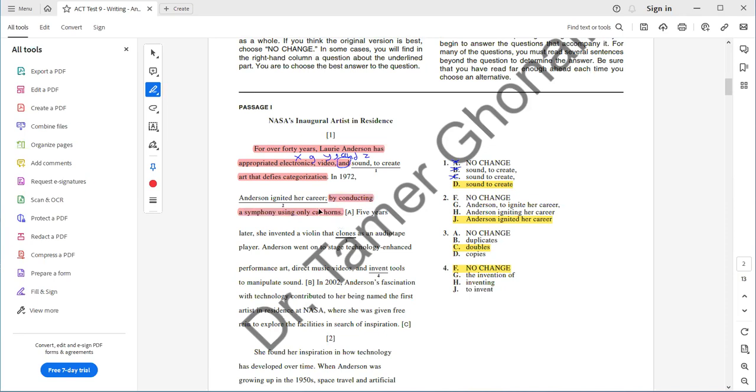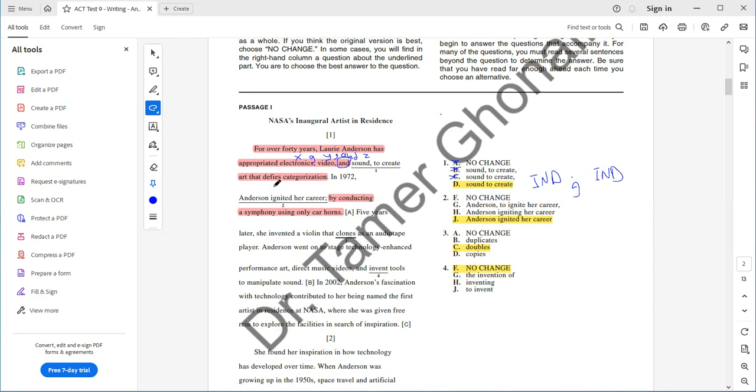Let's find this. And with Engineer Omar, don't forget Engineer Omar, that there is a semicolon. And we know that the semicolon is going to be used between two independent clauses. Or if we have many commas, you're going to change the main comma to semicolon. May you read, please, and find? Okay. Anderson ignited her career, semicolon, by conducting a symphony using only a car horn. Okay. As we said, the semicolon is going to be between two independent clauses.